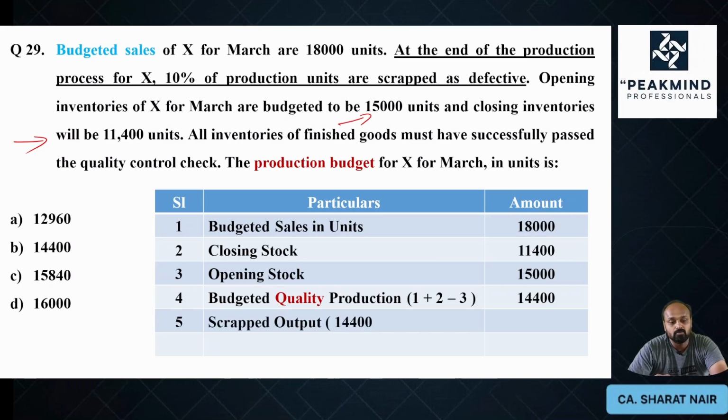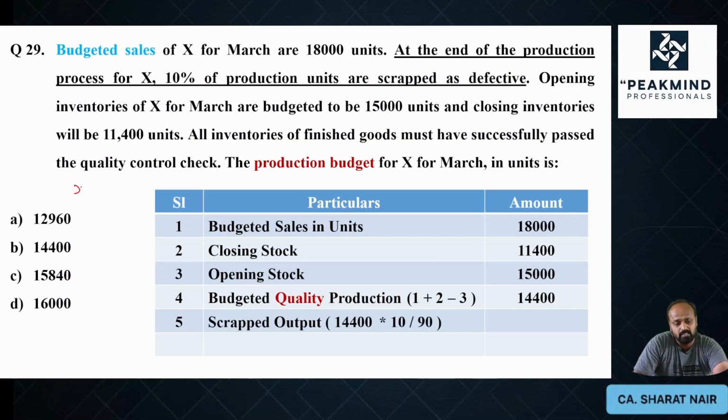Now they also mentioned we do have scrap of how much? 10%. So please understand this 14,400 is my good units. It is after the scrap, the remaining finished output is 14,400. So please understand my actual output, good including the scrap, will be something much higher. After deducting the scrapped portion, we get 14,400. So I can say 14,400 into 10 by 90.